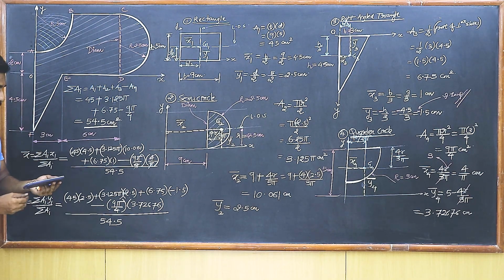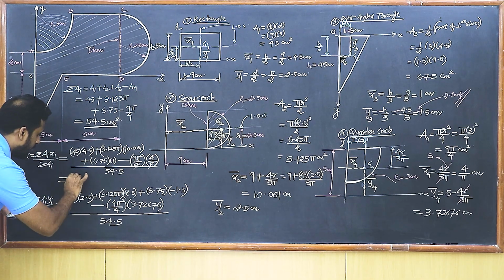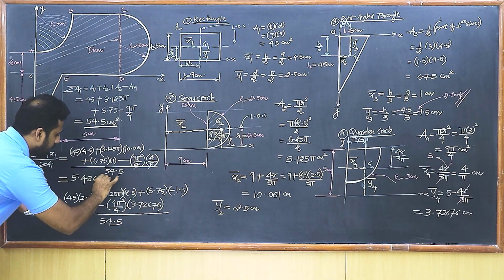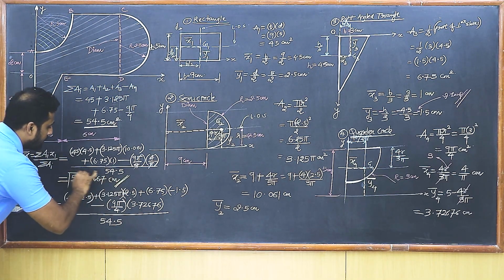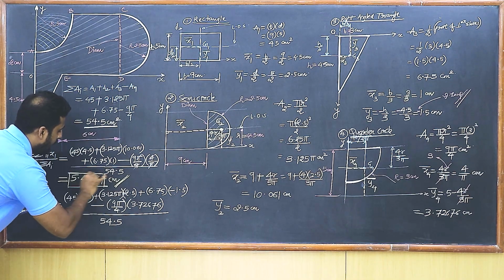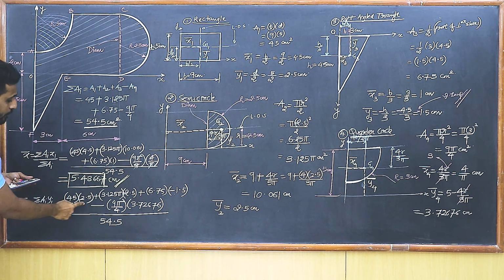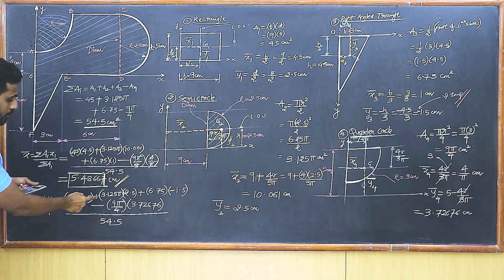My answer, students, comes 5.48667. So I'm going to write my answer for x bar. It is 5.48667 centimeters. So that's the value of x bar, students. I've got the value of x bar, and now I will do the calculations for y bar. So for y bar, it is 45 into 2.5.